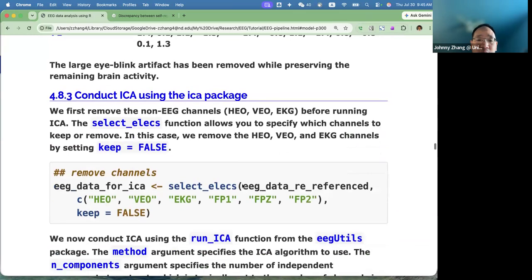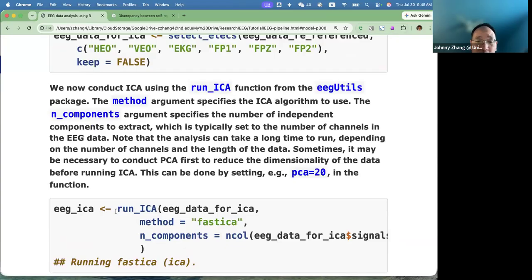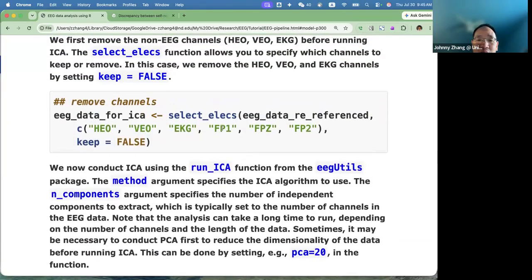Then how to conduct ICA? We can conduct ICA using the run ICA function within the package. Before we do ICA data analysis, oftentimes because we are only interested in the brain signals, we can remove those additional electrodes placed on the head for eye movement and heart rate. And because we also identified three bad channels, we also remove the three bad channels. If we don't remove the bad channels, it will influence your ICA results.